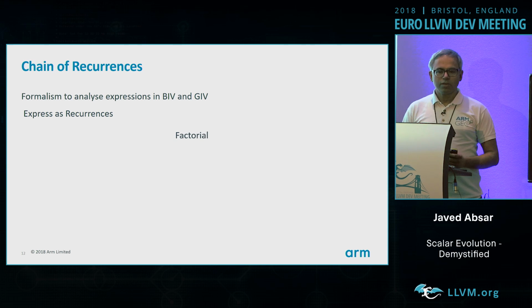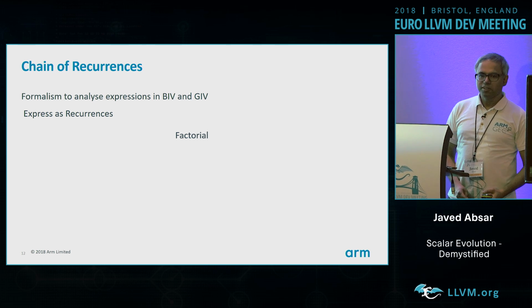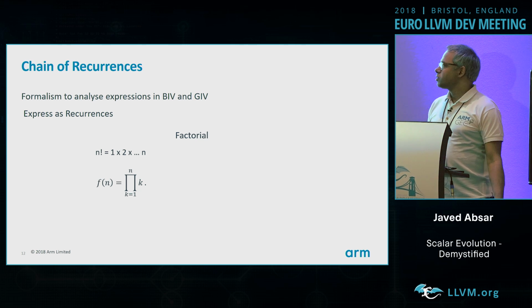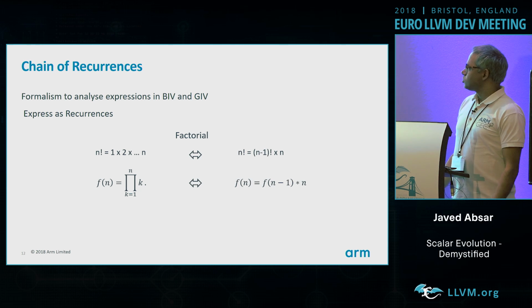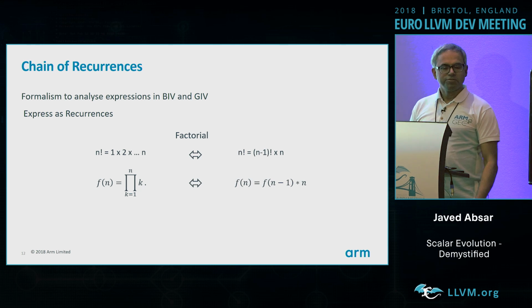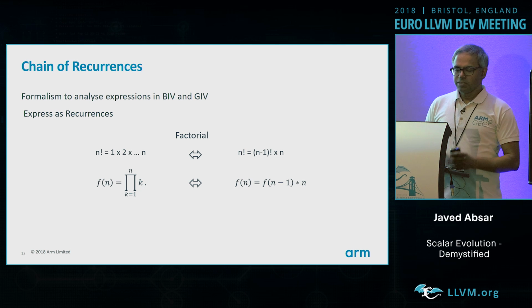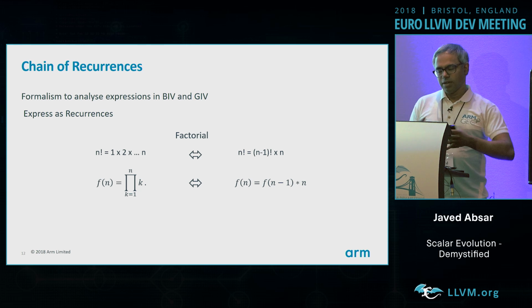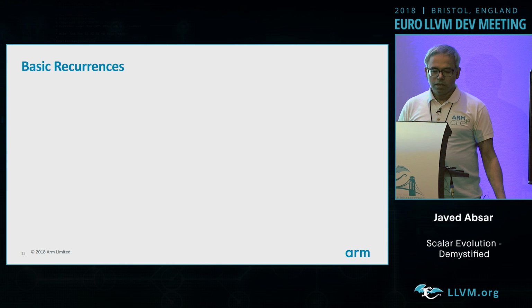Actually, we know one example of it because we studied it a long time ago in a classroom perhaps far away, and that's factorial. If you wanted to compute a factorial, n factorial is 1 times 2 times 3 up to n. Another way to do that computation in a more efficient way is to define it in terms of itself. So n factorial is also (n minus 1) factorial times n. That's a recurrence, and the chain of recurrences concept is an application of similar concepts to induction variables. Let's have a look.